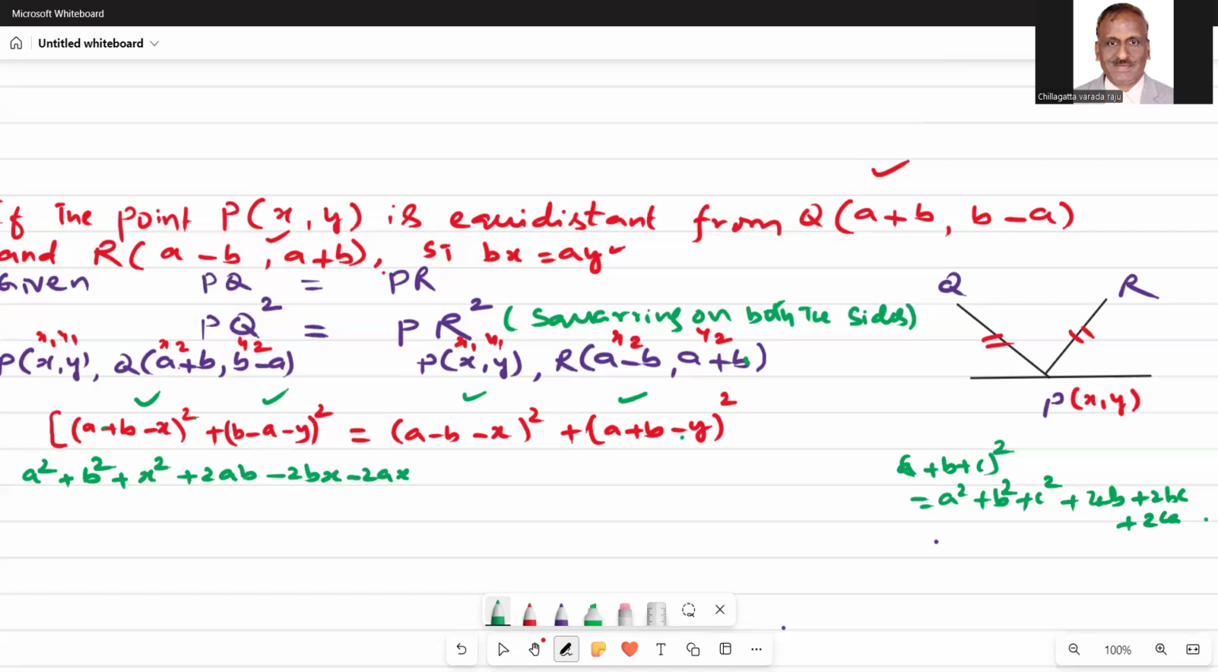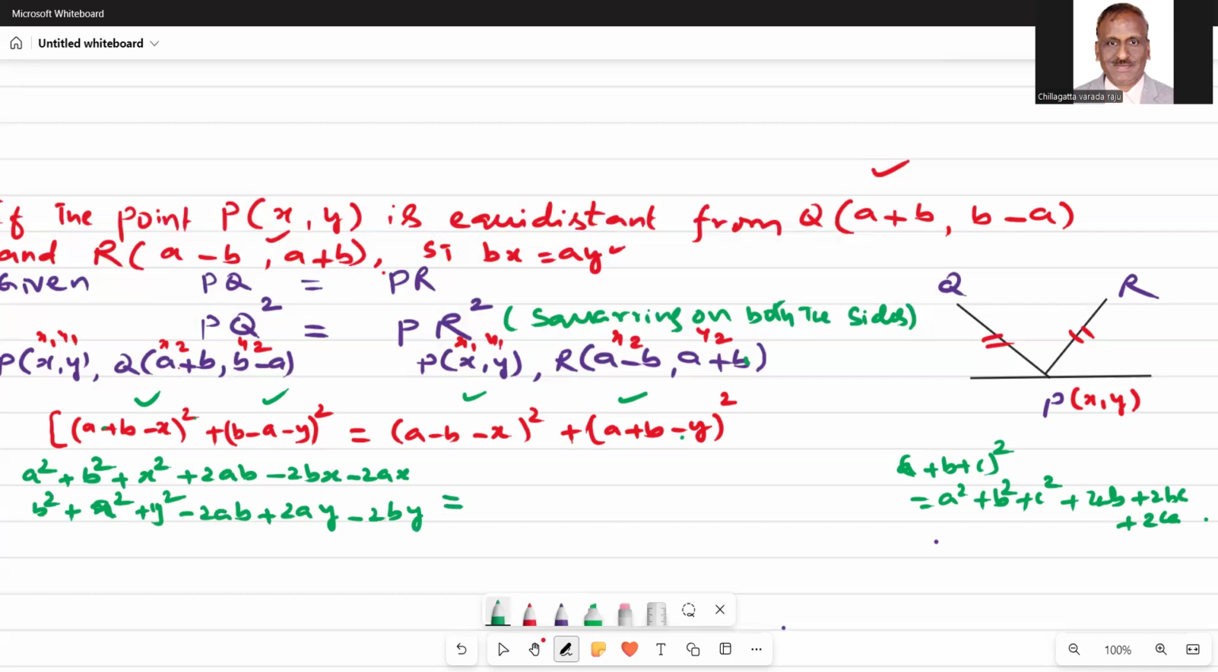And next, b minus a minus y whole square. What are you going to get here? B square plus a square plus y square. Minus 2ab. Minus into minus plus 2ay. And then minus 2 into minus y into a, that is minus 2by. Totally, how many terms should you get? 1, 2, 3, 3 plus 3, 6 terms. So in the first expansion 6, in the second expansion 6 terms we got.